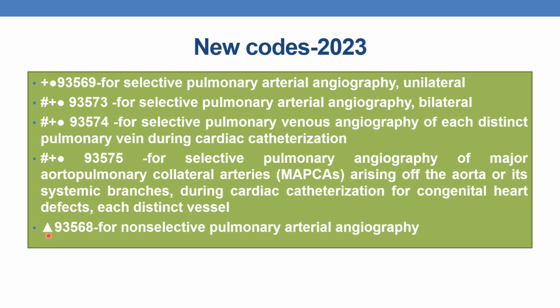This code has been revised: 93568 for non-selective pulmonary arterial angiography. For selective pulmonary arterial angiography, unilateral, you need to report 93569, which is a new code, and the revised code for non-selective pulmonary arterial angiography is 93568. These are the new revisions and additions.